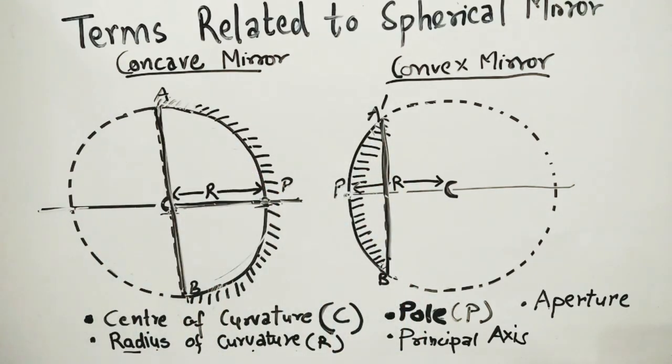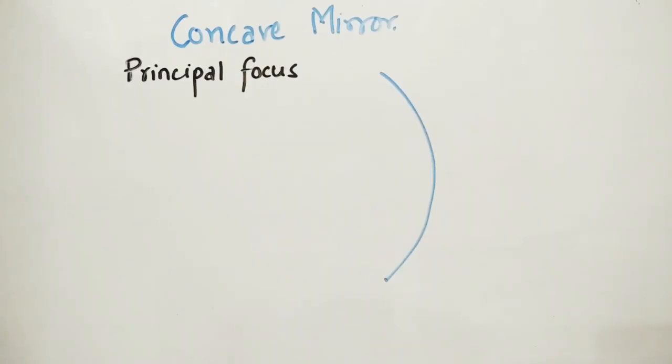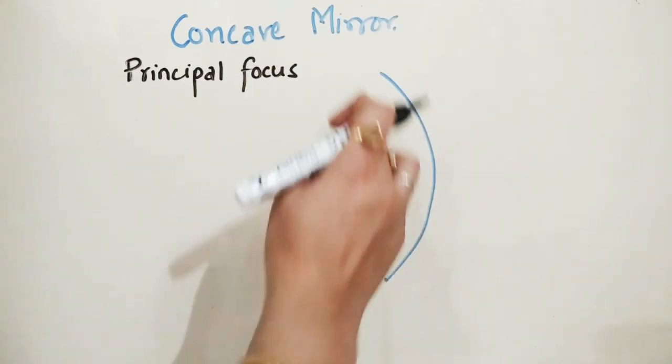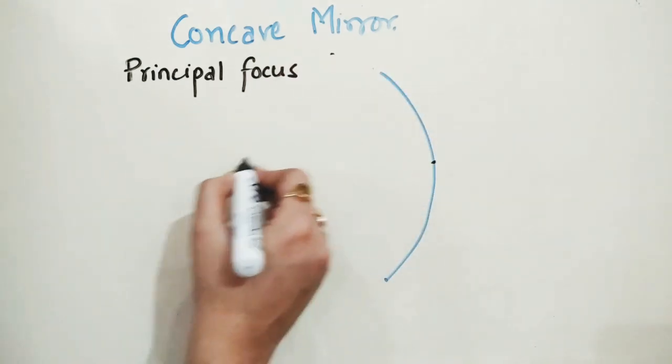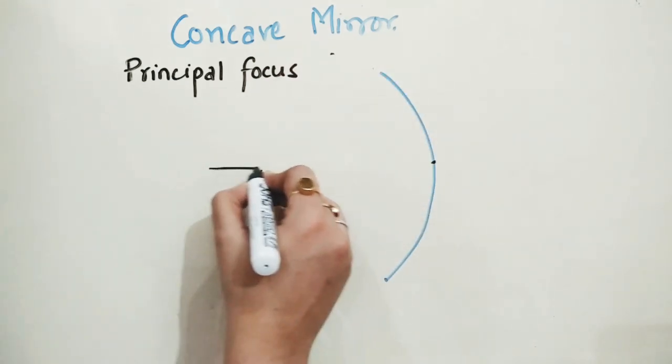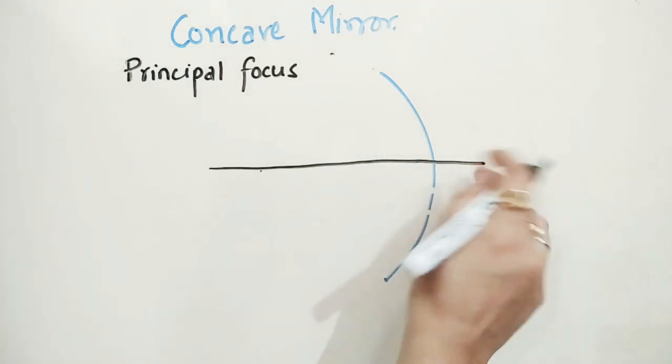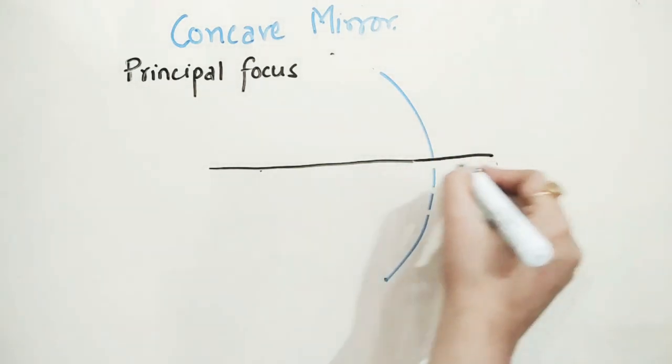Now the next important term is the focus, or principal focus. Now we will discuss the principal focus in the case of a concave mirror. For example, this is the pole, and this is the center of curvature, and the line passing through the pole and the center of curvature is the principal axis.